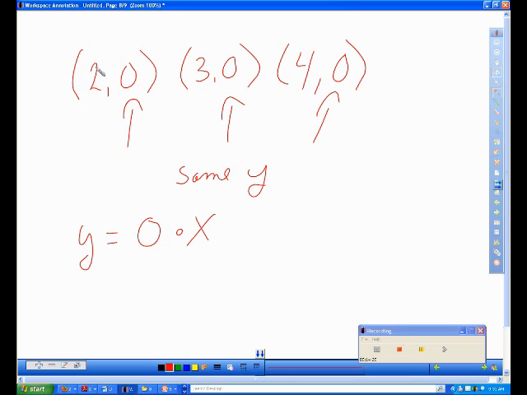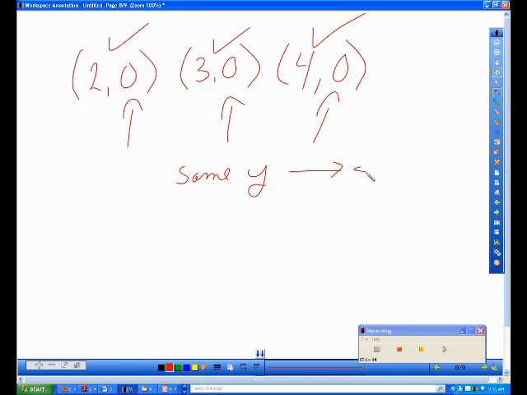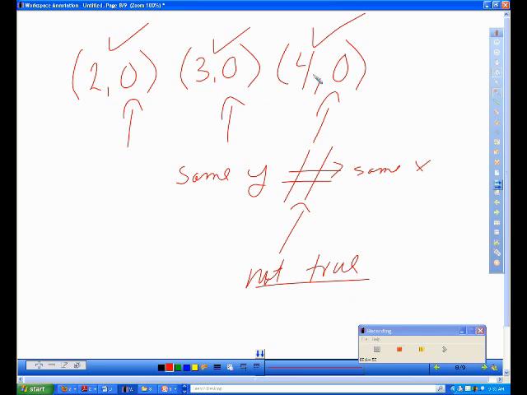So here if I put in 2 for x, I would get out a 0 for y. So that one works. If I put in a 3 for x, I would get a 0 out. So this one works. If I put a 4 in for x, I would get a 0 out. So that does work. A lot of people get confused thinking that if they have the same range values or the same y values, they have to have the same x values. And that is not the case at all. That is not true because there are functions out there where you can start off with different x's but end up with the same y.